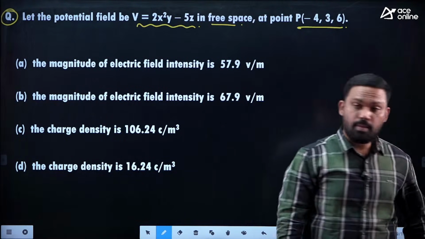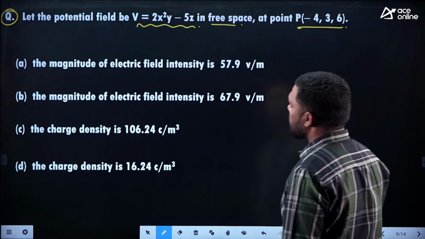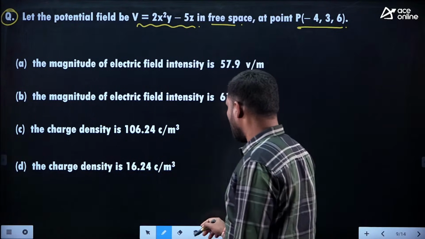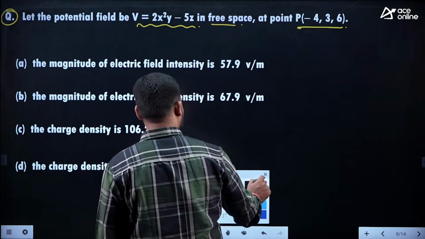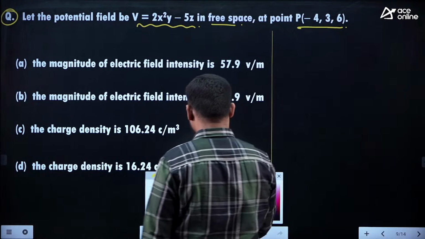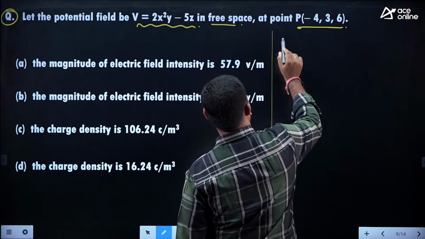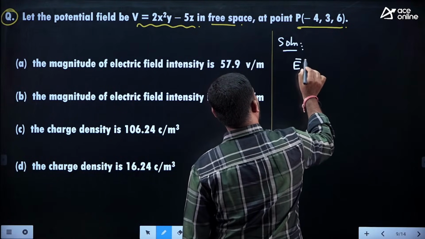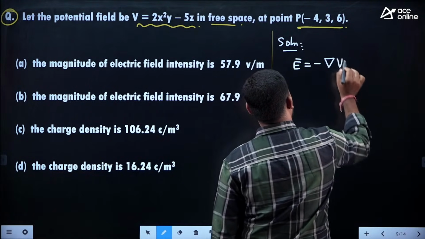Yes, guys. What is the first one? The magnitude of the electric field intensity. Okay, magnitude of charge density. So how do you find the magnitude of the electric field intensity? Directly from the gradient relation. This is how the possibilities are there where the MSQ can be formed. So E is equal to minus gradient of V.